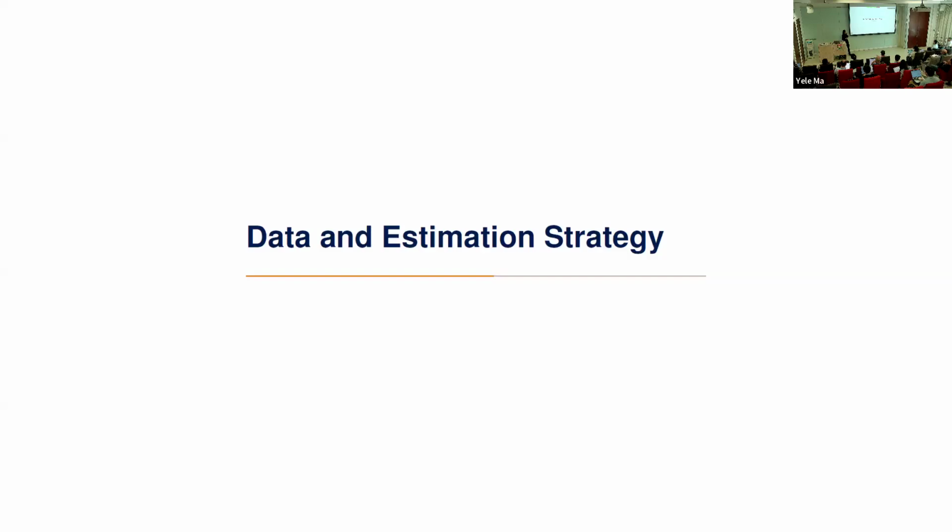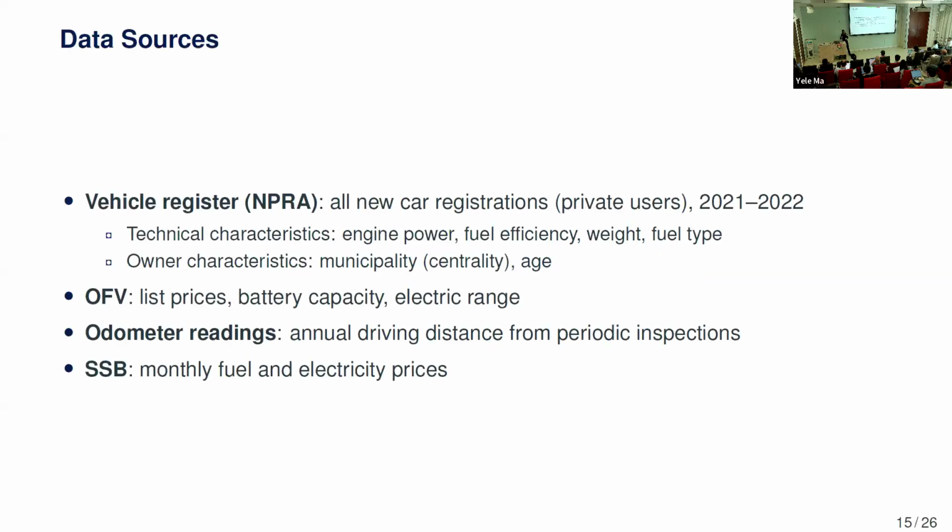So I'll show you in the end how the indirect utility will look. But first, let me say something about the data, although I'll be brief here. We have these car characteristics that I described. So we know engine power, fuel efficiency, weight. You saw it in the first slide. And then we have these owner characteristics.